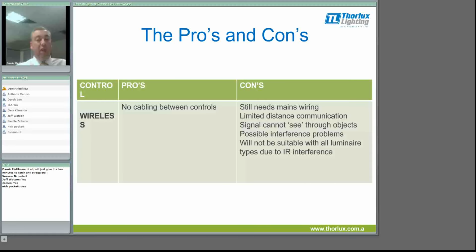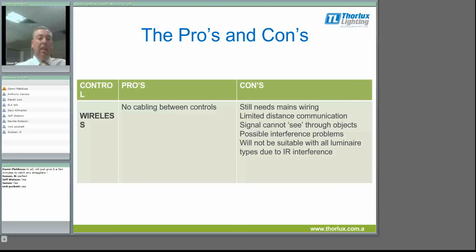Limited distance communication. We think at the moment the maximum distance is about 3 meters, so possibly okay for offices, but certainly it's not going to work for external, and it's not going to work for industrial projects at the moment.